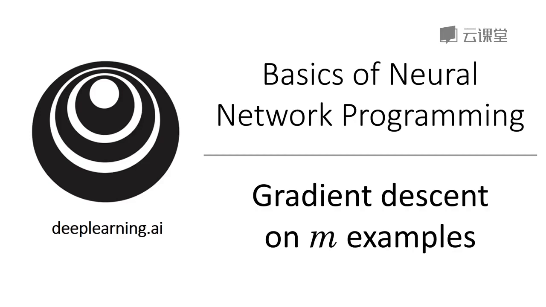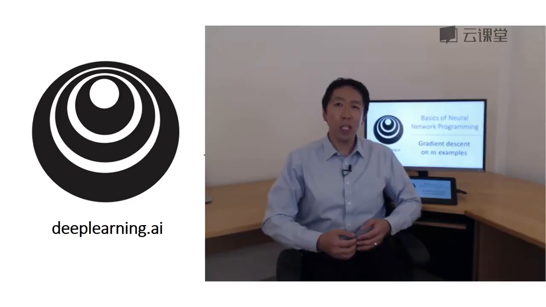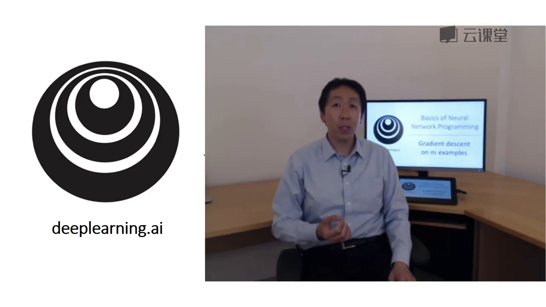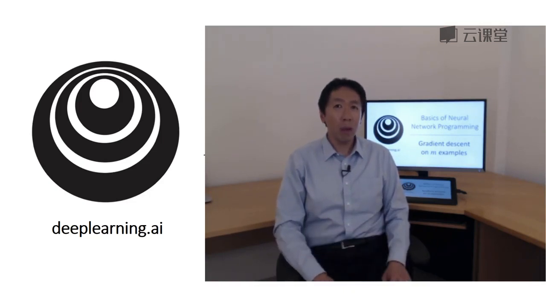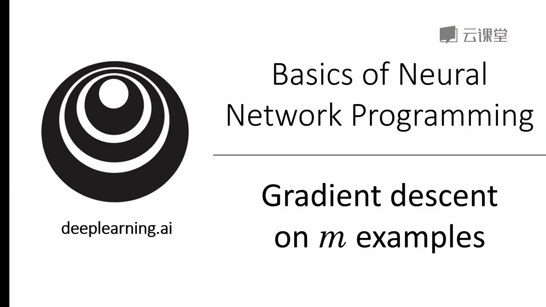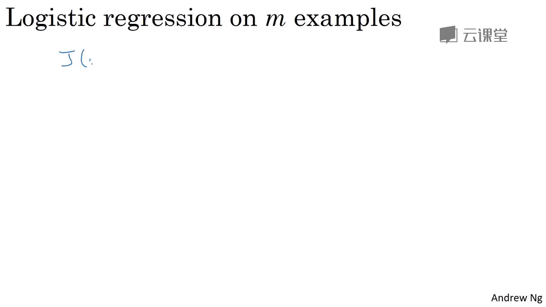In a previous video, you saw how to compute derivatives and implement gradient descent with respect to just one training example for logistic regression. Now we want to do it for m training examples. To get started, let's remind ourselves of the definition of the cost function J. The cost function J(w, b), which you care about, is this average, right?